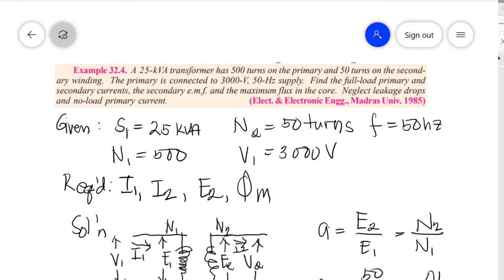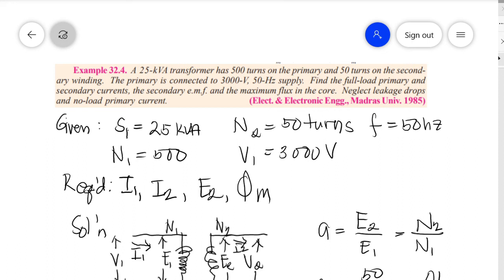Example 3. A 25 kVA transformer has 500 turns on the primary and 50 turns on the secondary. The primary is connected to a 3000 volts, 50 Hz supply. Find the full load primary and secondary currents, the secondary EMF, and the maximum flux in the core. Neglect leakage drops and no load primary current.